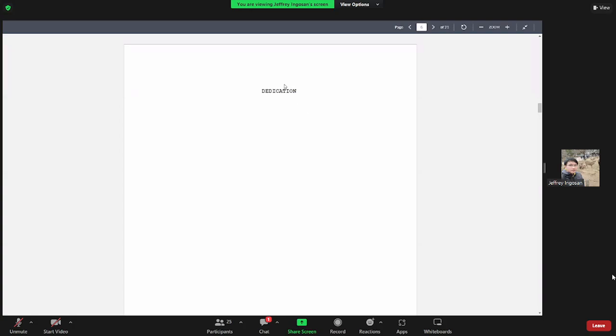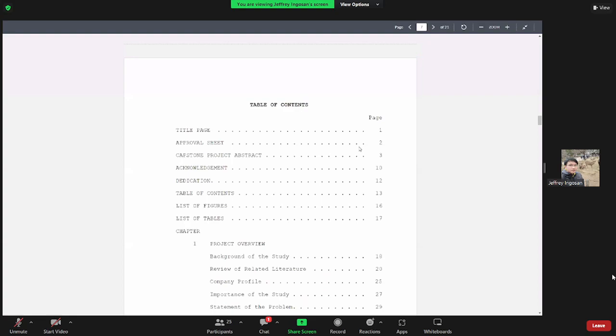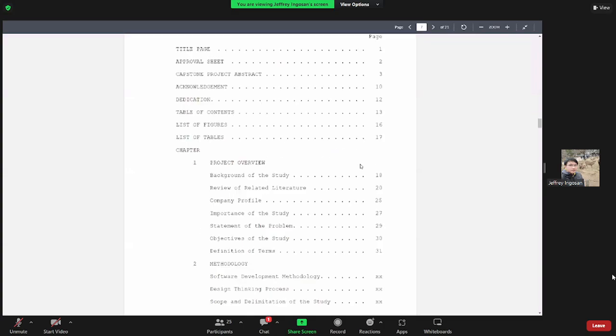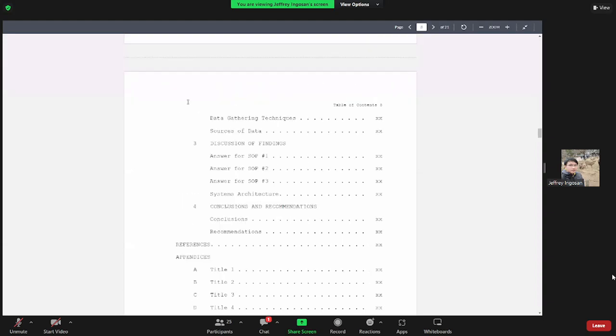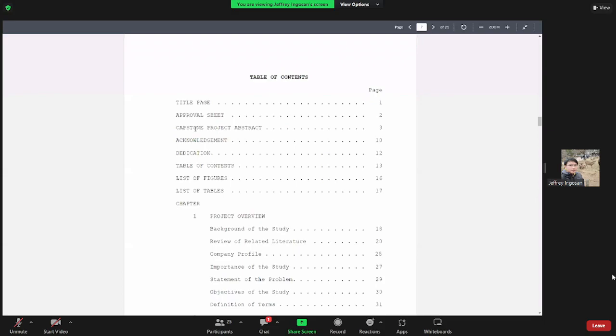Then we have here the table of contents. So you also notice that for the table of contents, the first page, no header. The second page, there's a header. So that's also true for list of figures and list of tables. Now, for the table of contents, you will not be changing anything on the text except for the page numbers. So the title page would be unchanged, approval sheet, capstone project abstract, acknowledgement, dedication, table of contents, list of figures, list of tables. You just state the actual pages.